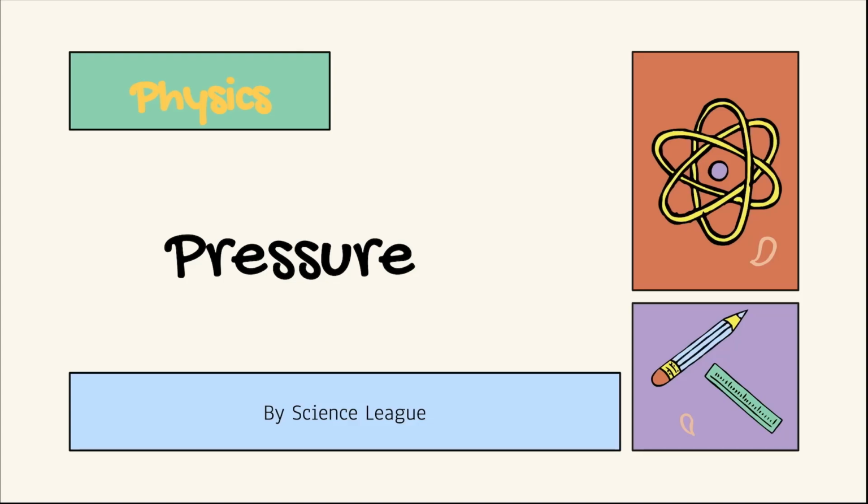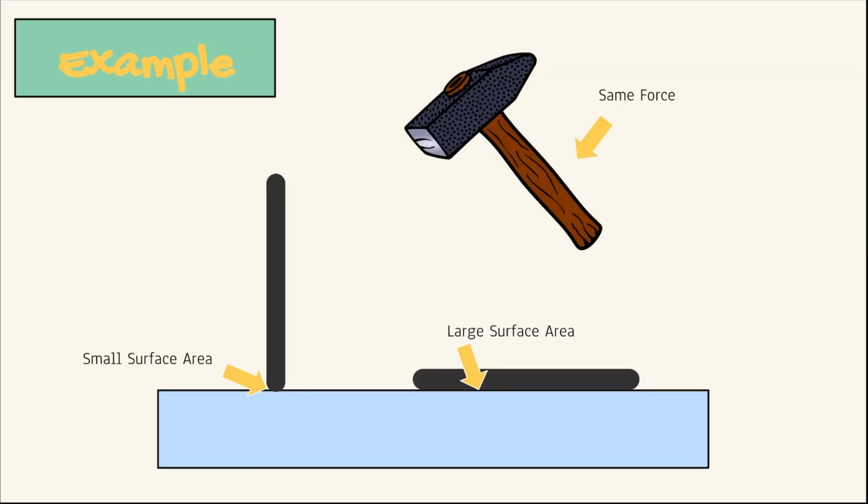Today I'll be talking about pressure. Here is an example to get us started. We have two objects. The first object has a small surface area. The second one has a larger surface area. And we have a hammer hitting both objects with the same force. The question is, which one will be able to sink easier?